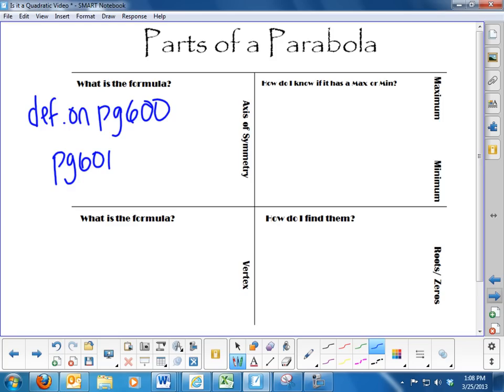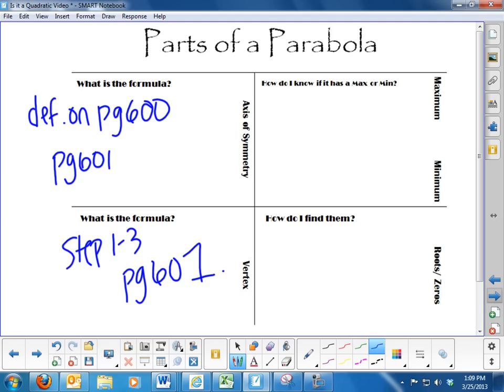The next box I'm going to do is right underneath it, which is called what is the formula for a vertex. If you look at page 601, there's a green box about the middle of the page that says finding the vertex of a parabola. You need to write down steps 1 through 3 on page 601 for this box. Those will tell you the 3 steps you're going to take for finding the vertex of a parabola.